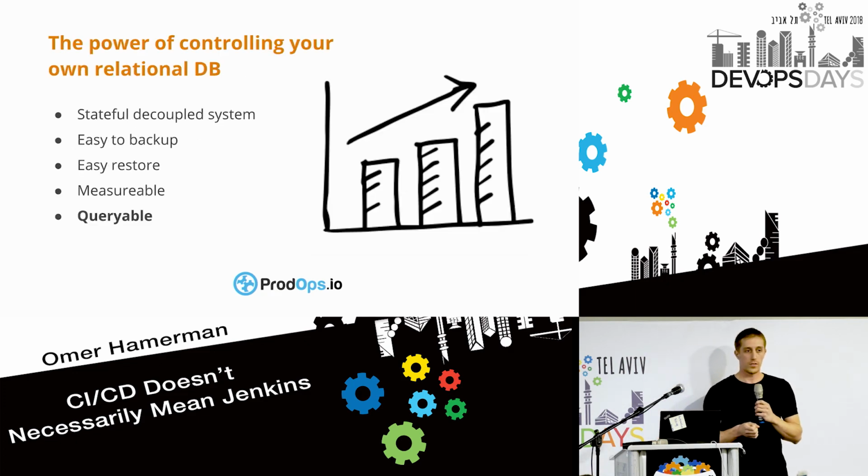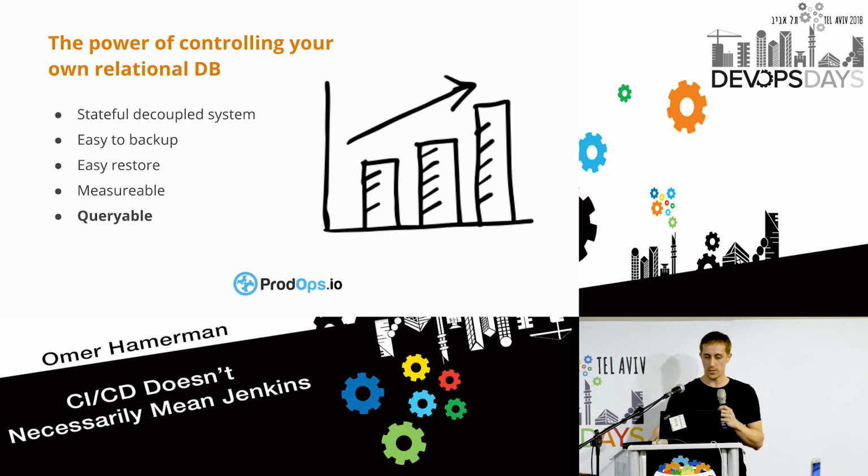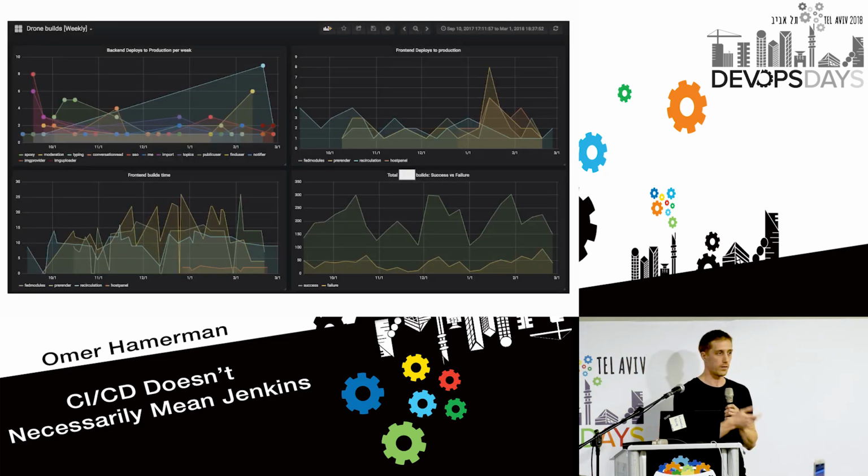Another really cool thing is using your own database. Using Drone in your own infrastructure means you control the database. And having your own relational database means you get a stateful decoupled system. It's easy to back up, easy to restore, it's measurable, and it's queryable. If you take something like Grafana and connect it as a backend with your Drone database, you get all nice things. You can run queries on everything. See speed of teams, speed of developers, success and failure rates, progress of different parts of your application, and the list goes on.